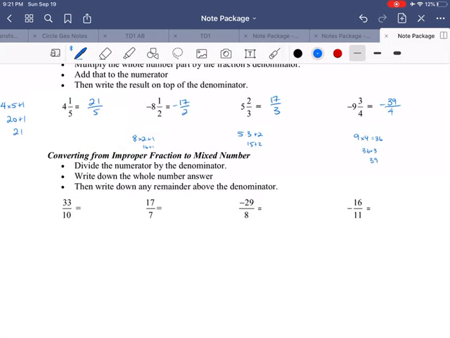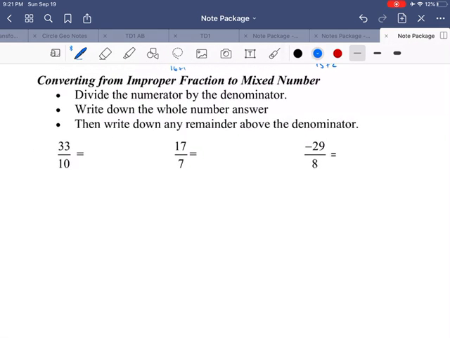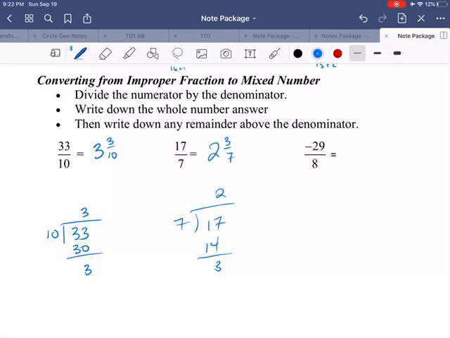All right, going the other way, divide the numerator by the denominator, write down the whole number, and then write down any remainder. So 33 divided by 10, that goes in 3 times, and we get 30. And what's our remainder? 3. So this is 3 and 3/10. Okay, it's still out of 10. 17 divided by 7 goes in twice, remainder 3, so 2 and 3/7. Okay, 29 divided by 8 goes in 3 times with a remainder of 5. So this is negative 3 and 5/8.